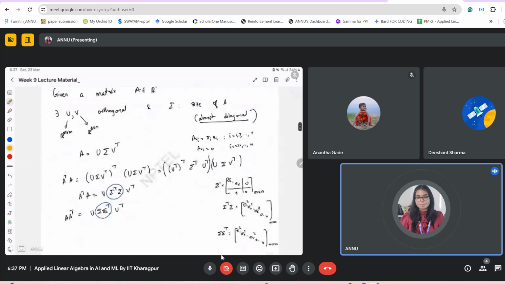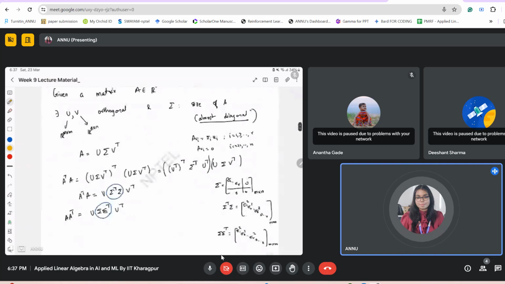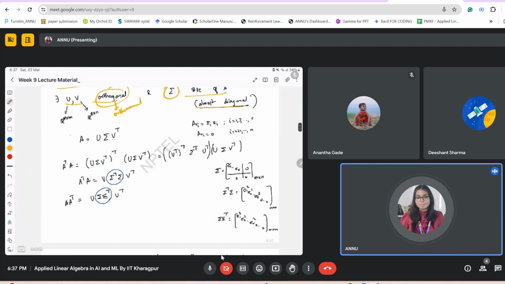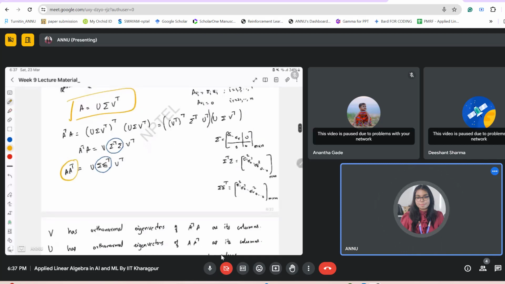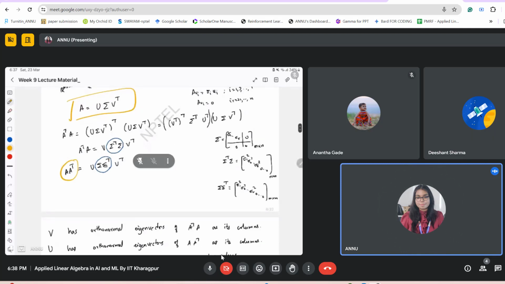Then A transpose A equals (U sigma V transpose) transpose times U sigma V transpose, and if you do the transpose, you get A A transpose equals U sigma sigma transpose U transpose. So what I'm trying to tell is that you can write it like this using the spectral decomposition. This is spectral decomposition.